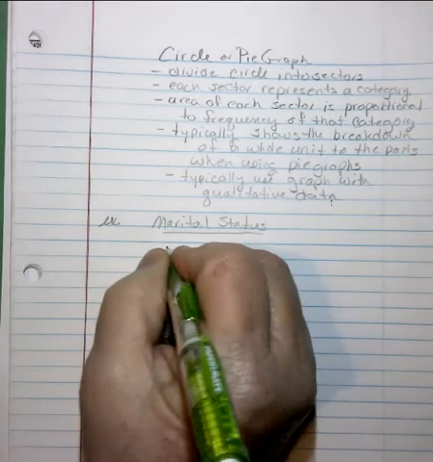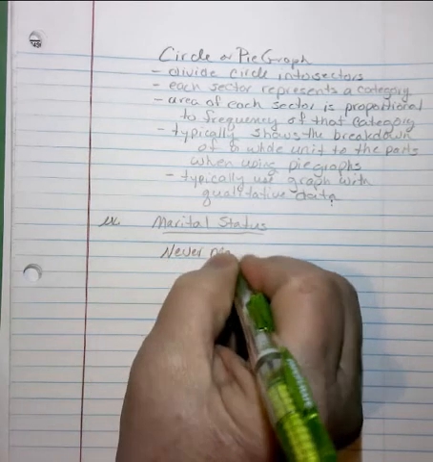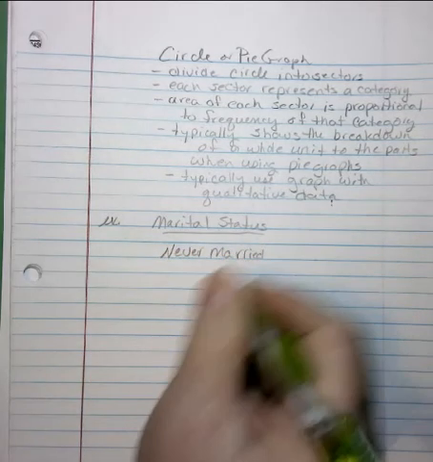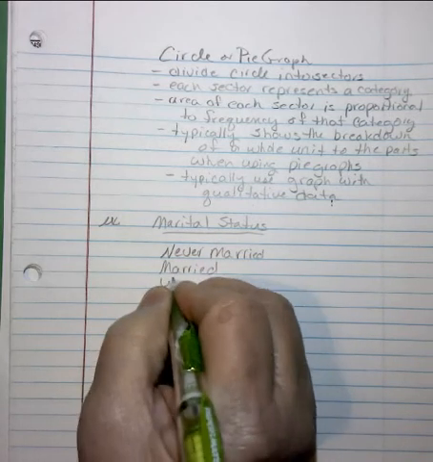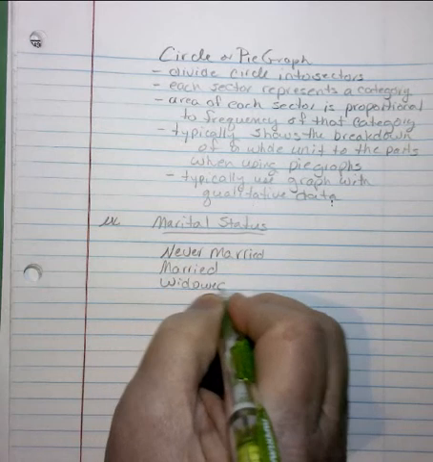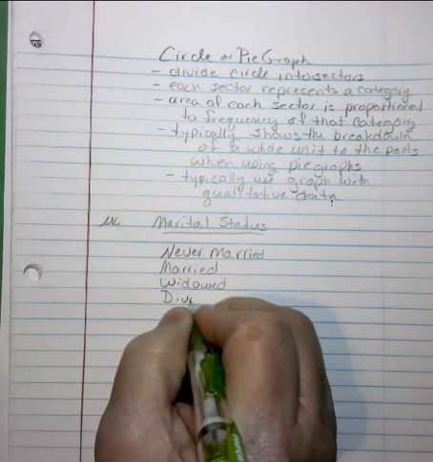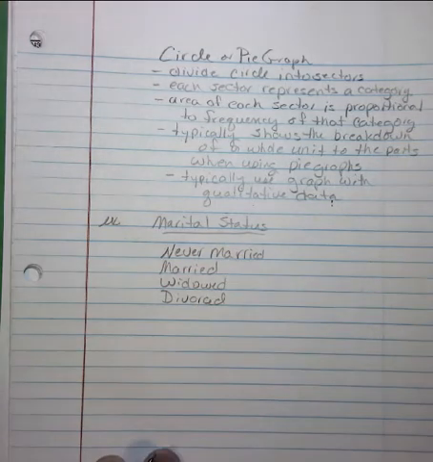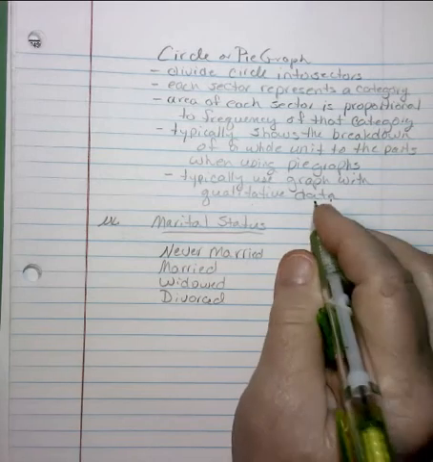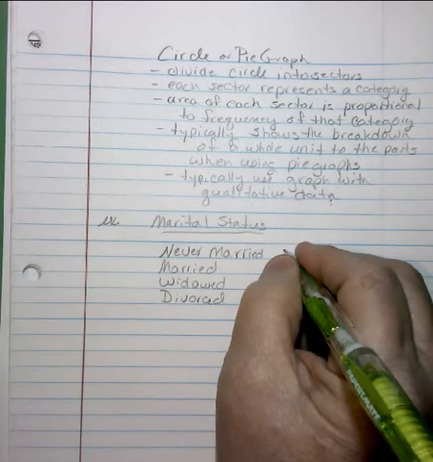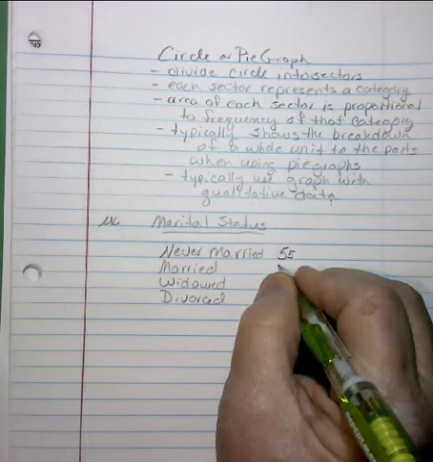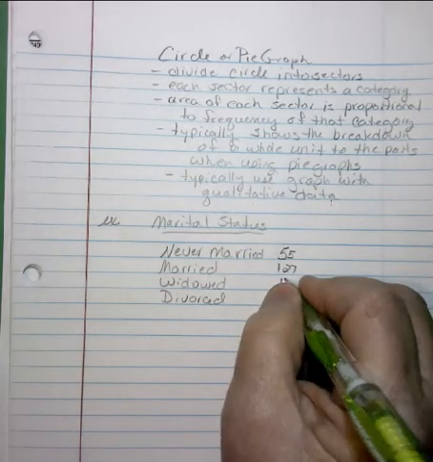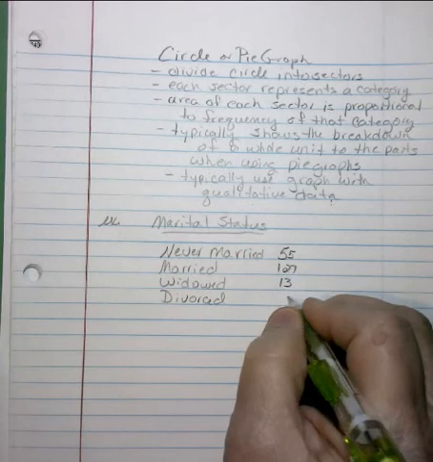So we have people who have never been married. We have married people. We have widowed people. And we have divorced people. The number of people never married is 55. The number married is 127. The number widowed is 13. And the number divorced is 22.